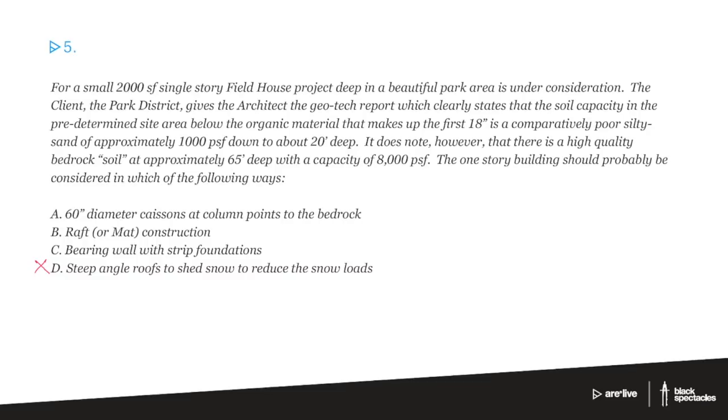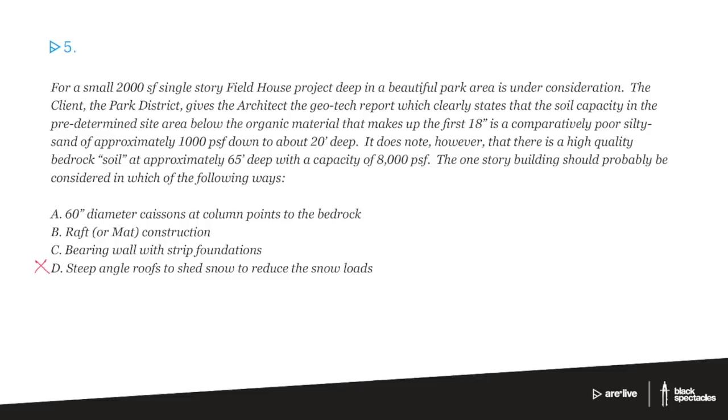Bearing wall with strip foundations, that seems sort of plausible. We'll leave that one in there for a moment. How about A, the 60-inch diameter caissons at column points to get down to the bedrock? So that's 60-inch caissons that are going at least 65 feet deep for a relatively small building. This thing's only a little bit bigger than your apartment.